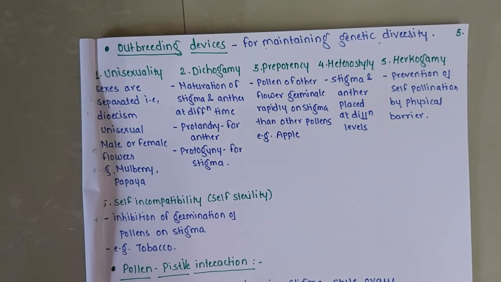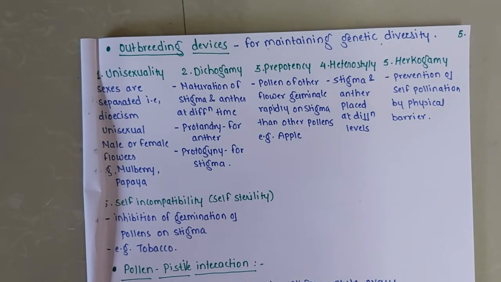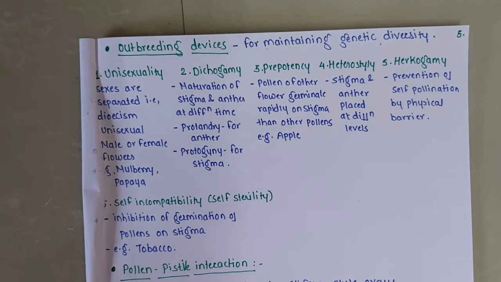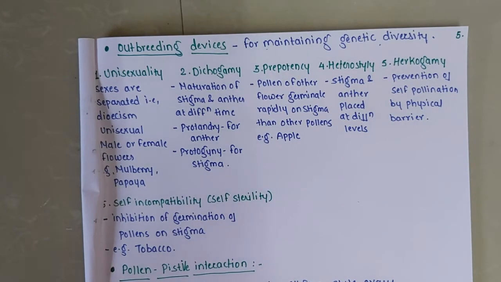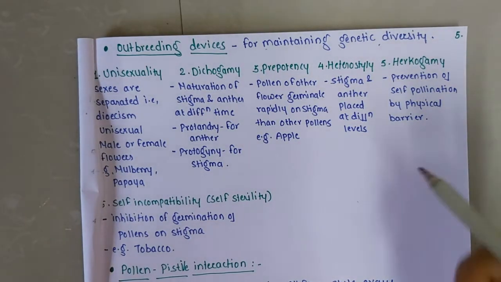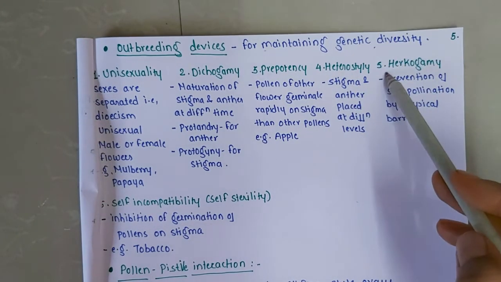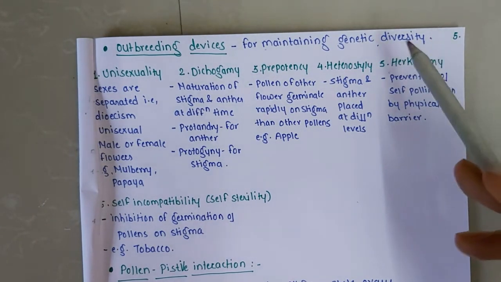Okay, now next point is what? Outbreeding devices or contrivances for maintaining genetic diversity. Okay, so many plants have mechanisms that discourage or prevent self pollination, to promote cross pollination and increase genetic diversity, so plants have evolved a wide variety of sexual strategies. Okay, so they will maintain their genetic diversity. For them, genetic diversity is what? It is the essential factor for evolution by natural selection.